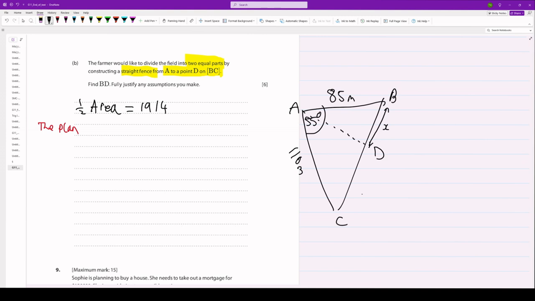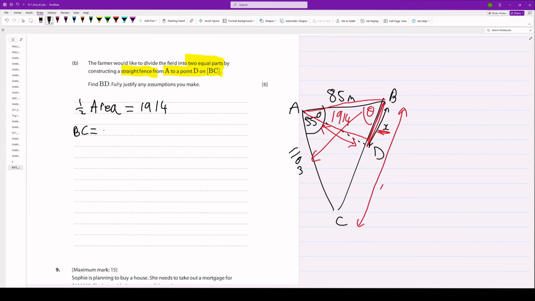The plan, as I said, although you couldn't see it at the time, is to find the length BC, use the sine rule with this bit and this bit to figure out that angle there. And once I have that angle, I shall figure out the area of this triangle. But I know the area of the triangle is 1914, so I can use that to figure out what x is. So let's do that. The first thing in my plan is to figure out what on earth BC is.